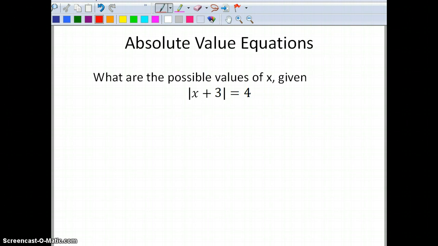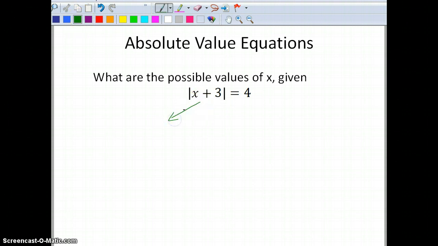Okay, now let's take a look at this one. What are the possible values of x if I have the absolute value of x plus 3 is equal to 4? Now I have to remember that what's inside here could be negative, and when they take the absolute value of it, it gives me my positive 4. Or what's inside here could just combine to give me a positive 4. So I have to take both of those conditions into account.